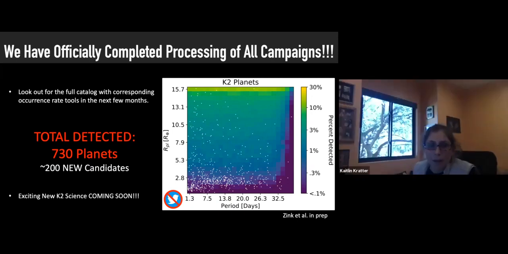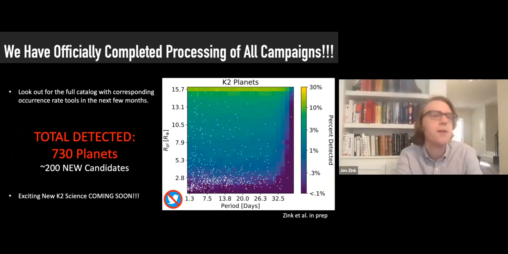Okay, and what about the false positive rates for the new candidates, the things that are new to your sample versus the recovered ones? Yeah, so our false positive rate is about 94%, which is comparable to 96 from Kepler.